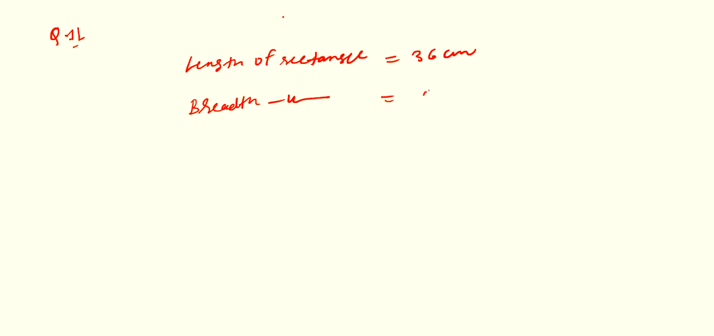The length and the breadth of a rectangle are 36 and 28. Length of rectangle is 36 centimeter, then breadth of rectangle equals 28 centimeter. Now it is given that the perimeter of the rectangle is equal to the perimeter of a square. Find the side of the square.